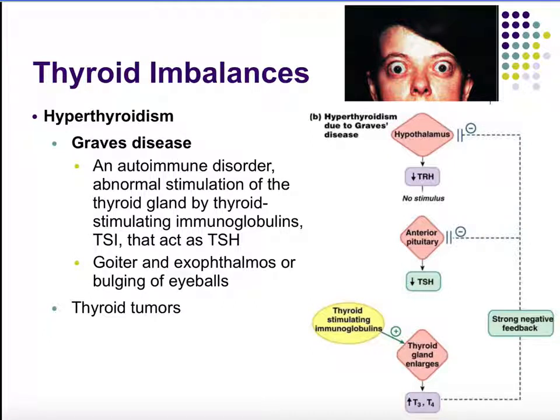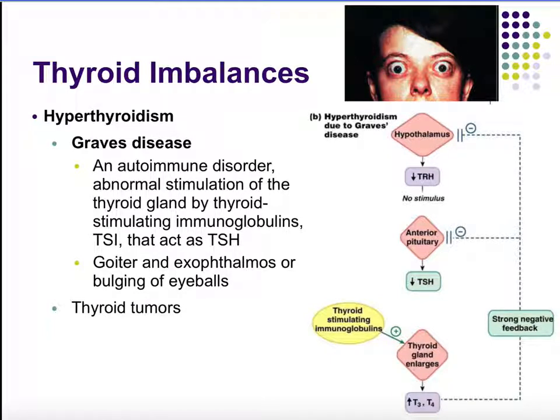So Graves' disease is an autoimmune disorder, but it's a little bit different than what we're used to seeing. Typically when we talk about autoimmune disorders, it's where the immune system is destroying, like Hashimoto's thyroiditis. But in Graves' disease, the immune system doesn't destroy. Instead, our immune system is going to make an immunoglobulin. Remember, an immunoglobulin is an antibody. And this antibody is called thyroid stimulating immunoglobulin, so TSI.